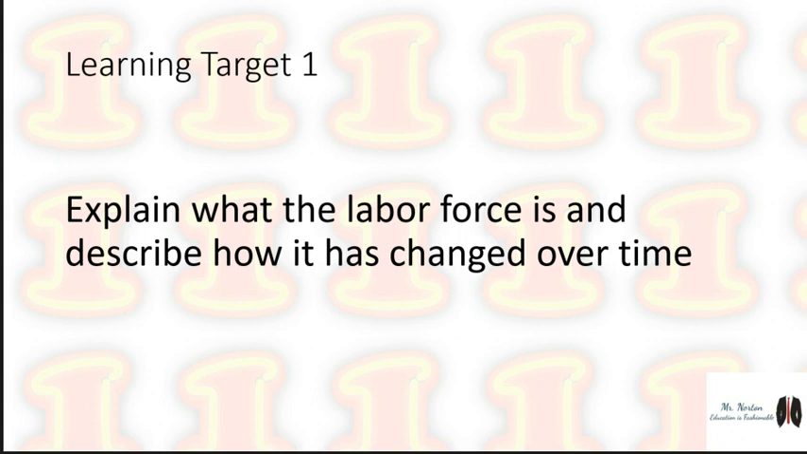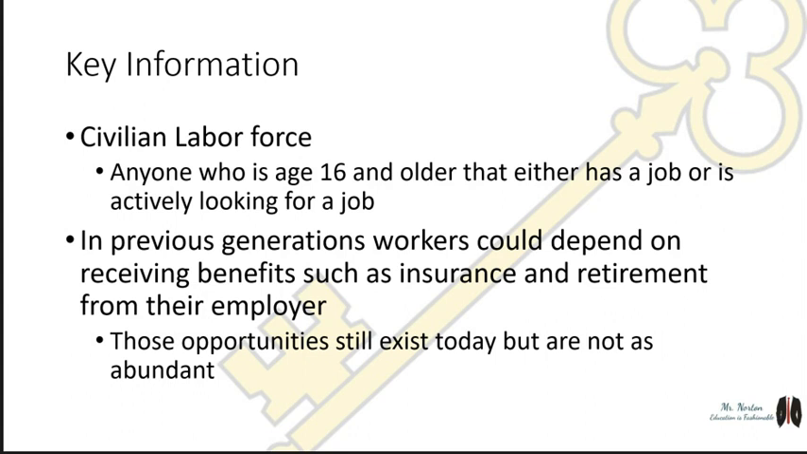Now, first learning target obviously is going to be explain what the labor force is and describe how it's changed over time. Some key information you got to know. First of all, you should know what a civilian labor force is, and that's basically anyone who's age 16 and older that either has a job or is actively looking for a job. Now, you're going to want to remember that as we go forward, too, because we're going to start talking about unemployment and calculate the unemployment rate in future lessons, and you basically have to know what the workforce is, and basically it's the same thing.